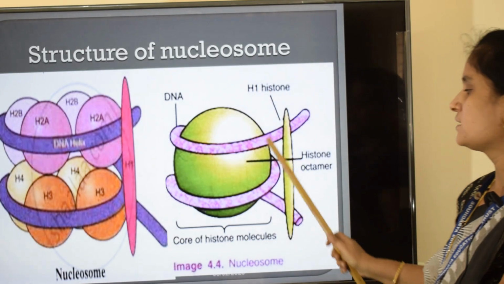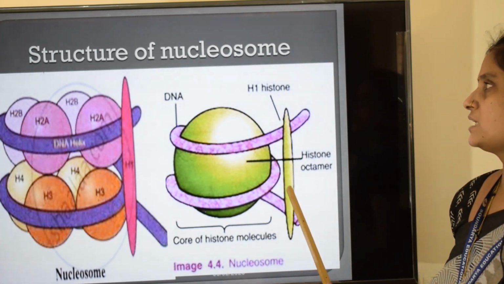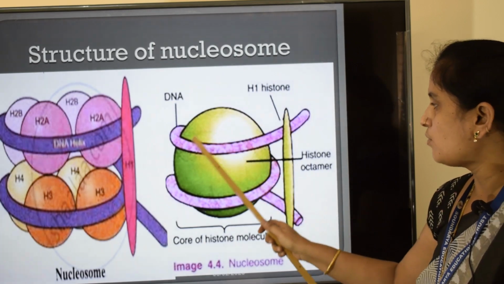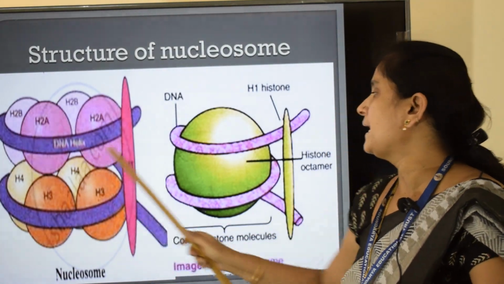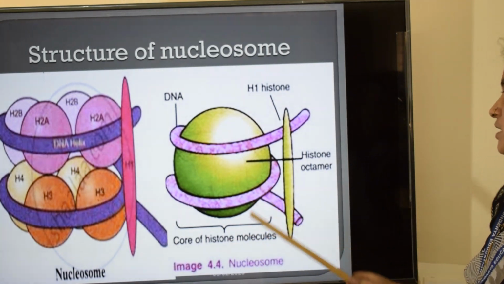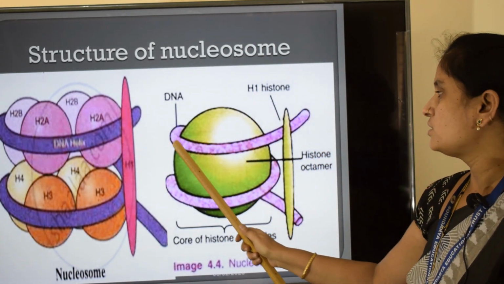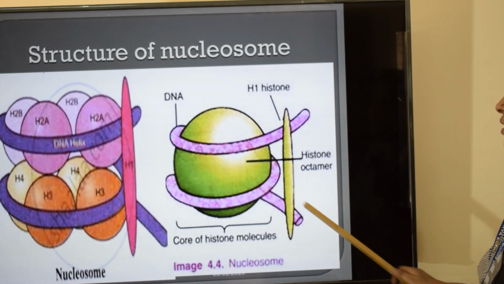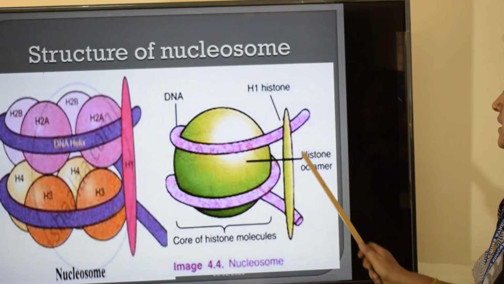This is one diagram given in your NCERT textbook, which is asked in the examination: draw a neat labelled diagram of a nucleosome. So you must practice this diagram. The ball-like structure you see indicates the histone octamer, formed by 8 histone molecules, the core of histones. The 2 turns of DNA, this is the entry of the DNA around the histone octamer, and this is the leaving end of the DNA. Each nucleosome is held in position with the help of H1 histone.